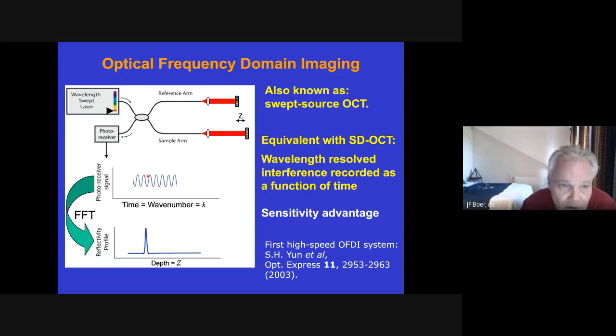So I'll try and run it one more time. Here we go. So we sweep the wavelength, we measure the interference as a function of time, which is actually equal to wavelength, Fourier transform, and we get the depth information. And it turns out that the signal to noise advantage that we got with the spectral domain was equal for this approach, which is referred to in the literature as swept source OCT or optical frequency domain imaging.